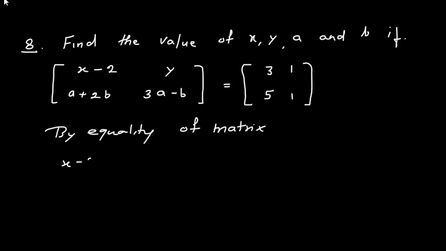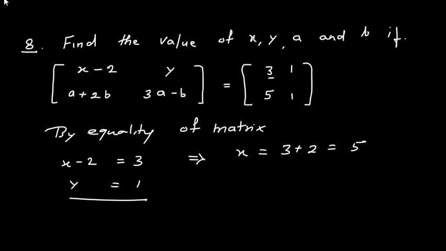This x minus 2, this first element will be equal to this first element, which is 3. So from here you get the value of x as 3 plus 2, which is 5. Second, y is equal to 1. Directly we get y is equal to 1.